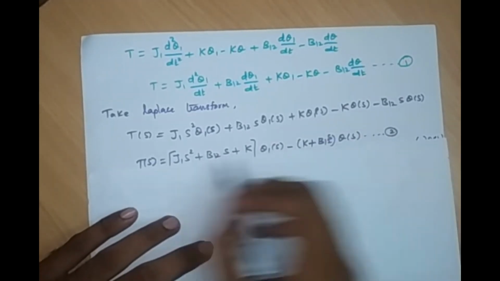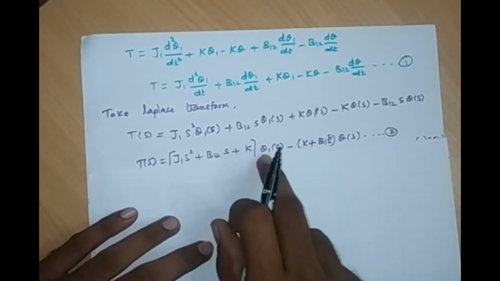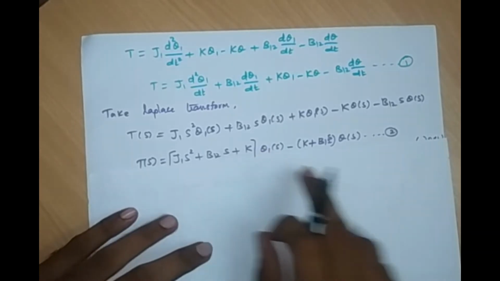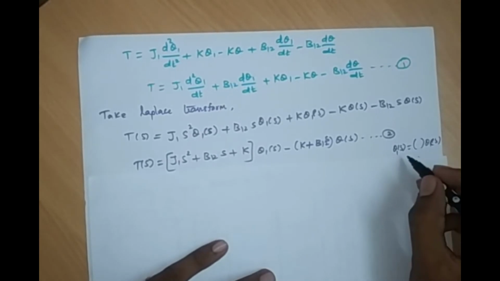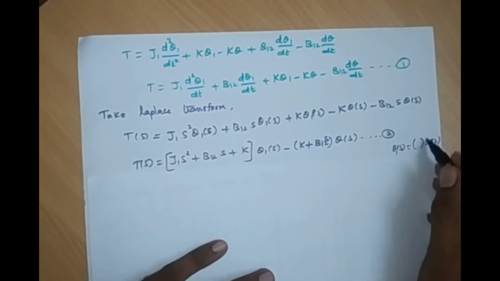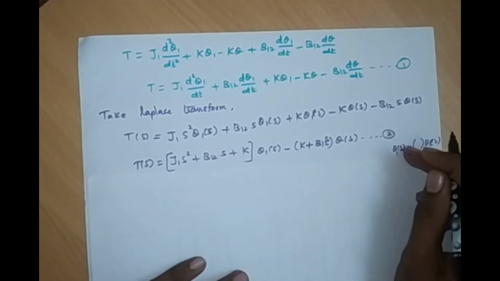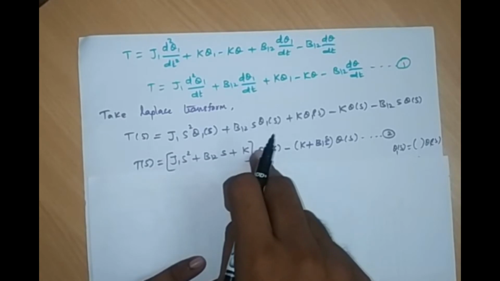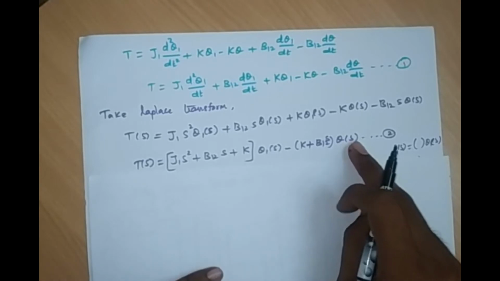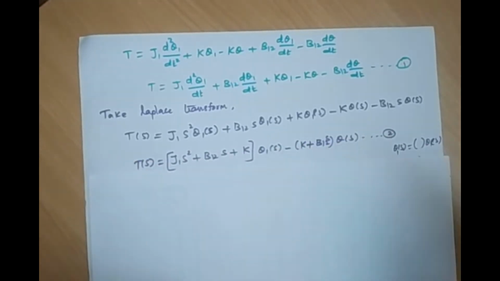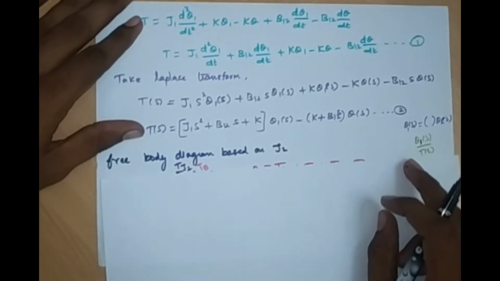Okay, so this equation is having both T of s and theta of s. We don't need theta 1 of s. So we need to reframe the second differential equation, I mean theta 1 of s in terms of theta of s. We need to bring that equation and substitute it here. So the whole equation will be transformed as a function of theta of s, and we can rearrange it. We will bring the equation like theta of s divided by T of s. Okay, this is what we are going to do now.